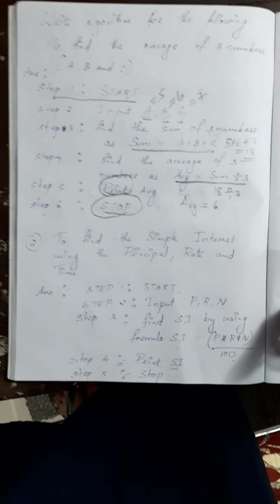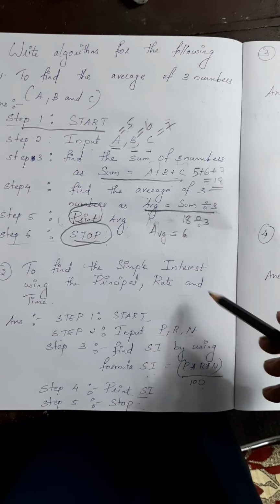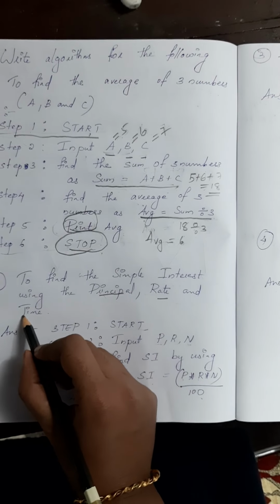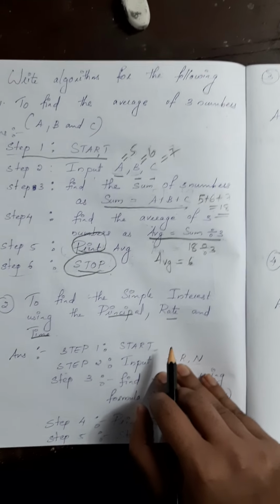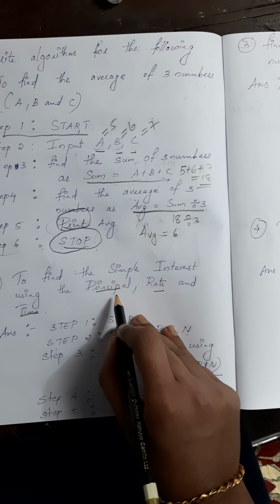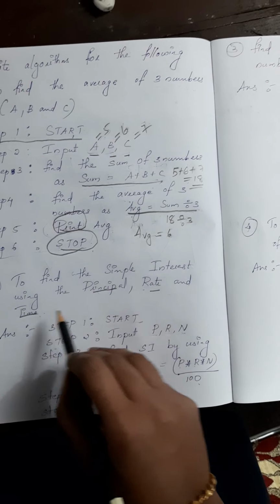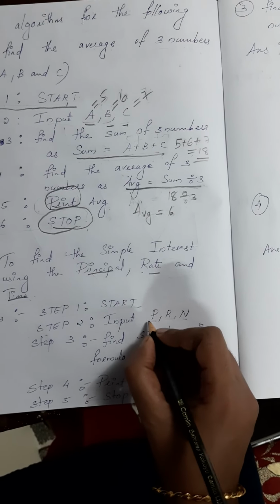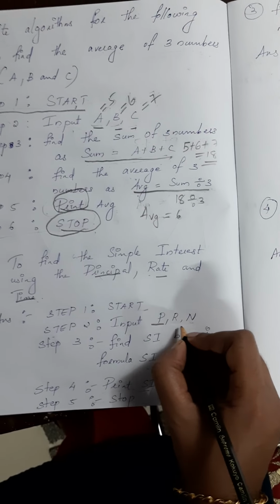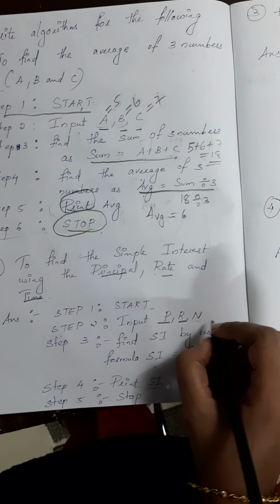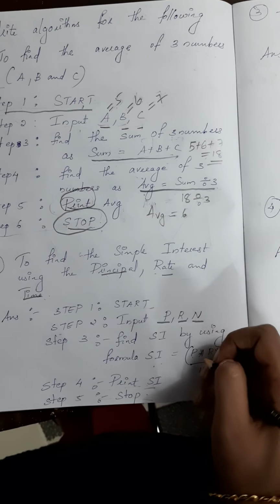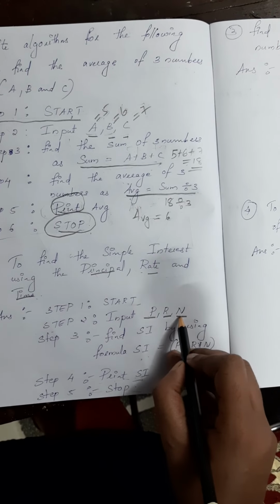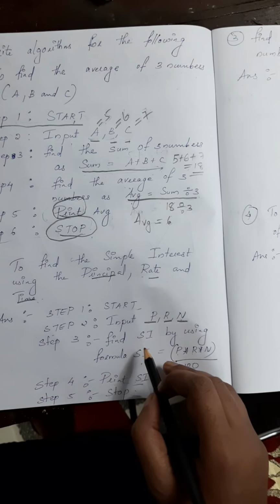Now move on to the second algorithm. In the second algorithm you need to find the simple interest using principal, rate and time. So what will be the input for this particular algorithm? There will be 3 inputs. They are principal, rate and time. Instead of writing principal, rate and time, I have used short forms. For principal I have used the short form P, for rate I have used the short form R, and for time I have used the short form N. Okay, so in the second step you are providing the 3 inputs, that is principal, rate and time. After providing the input, you have to find the formula.